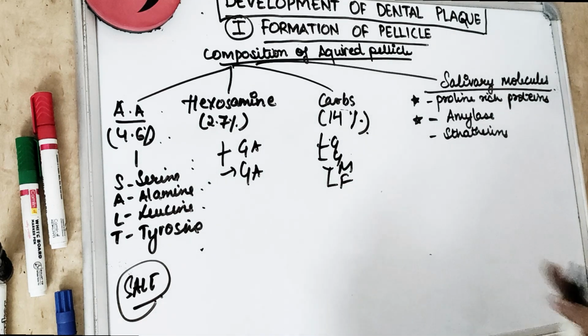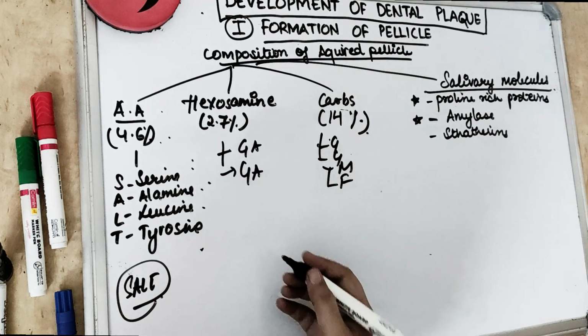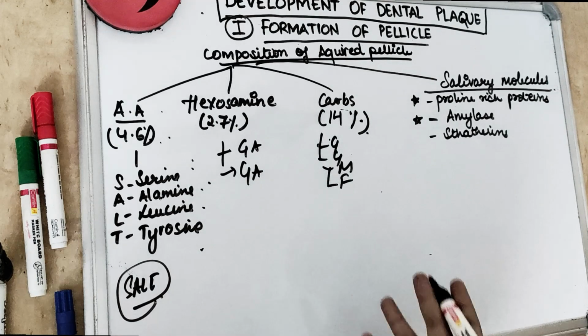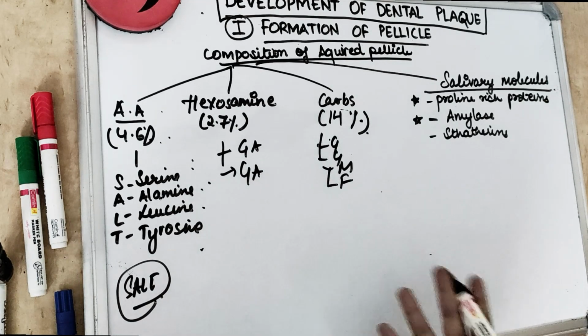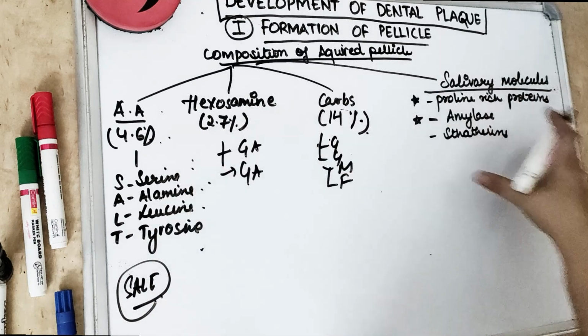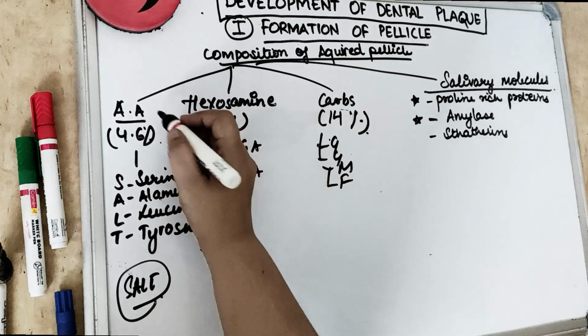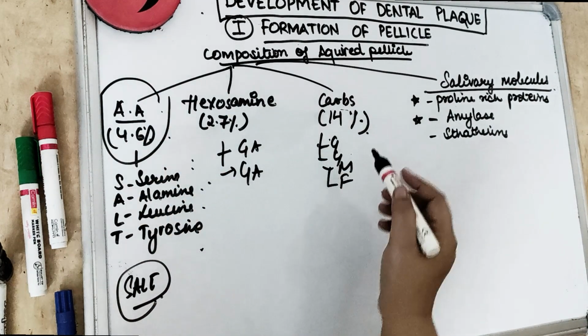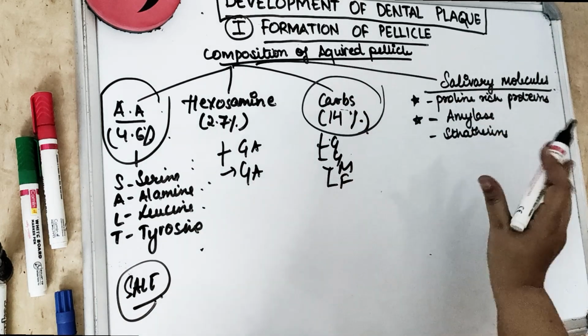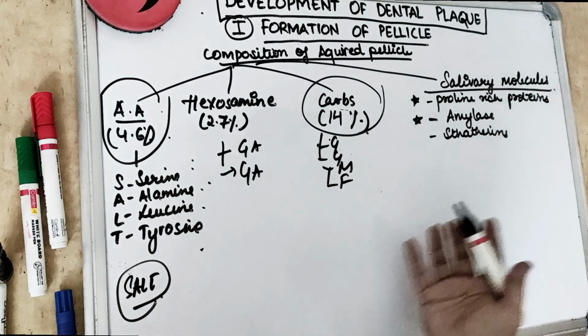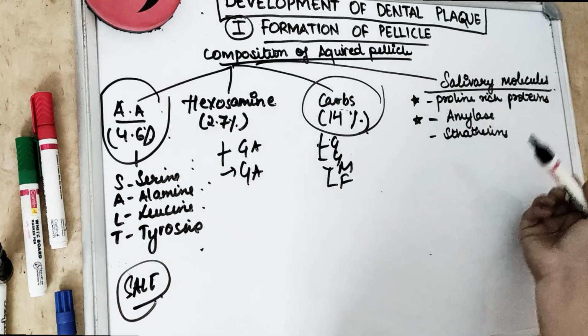They are making the pellicle. So if you are asking me, ma'am, what is salivary pellicle? Is there bacteria? What is it composed of? Basically it is composed of all these things. As I've told you, mainly the amino acid components, the carbohydrates, and also some molecules coming from the saliva. These are the proline rich protein, amylase.